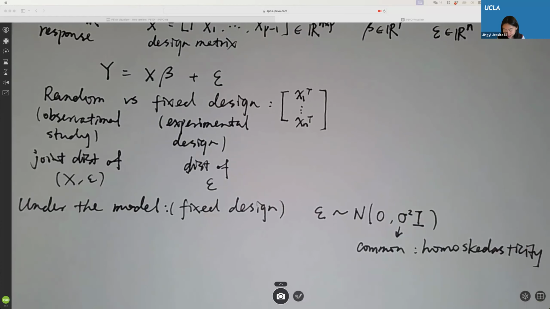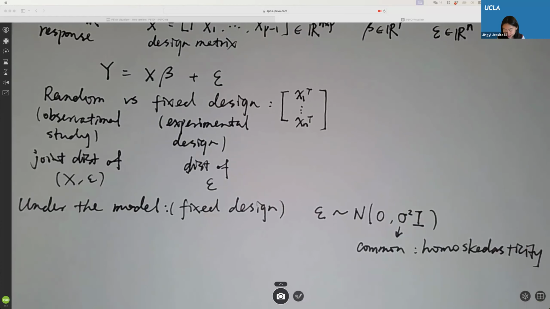You can see this is analogous to calculating the variance of a scalar random variable. For example, if you have the variance of A times Y_i, in the scalar case this is just A squared times the variance of Y_i. So this is the scalar case, and this is the matrix case.